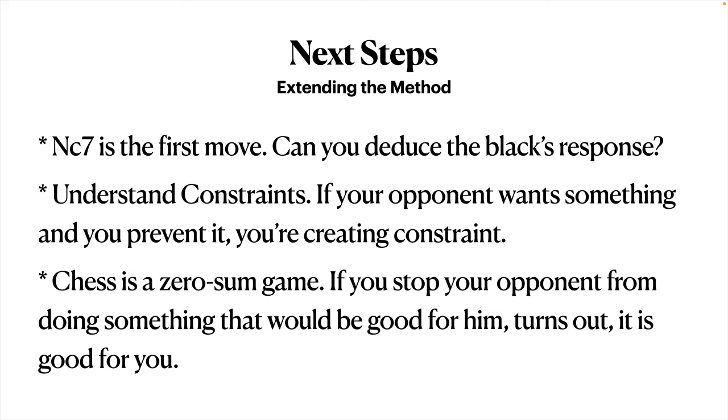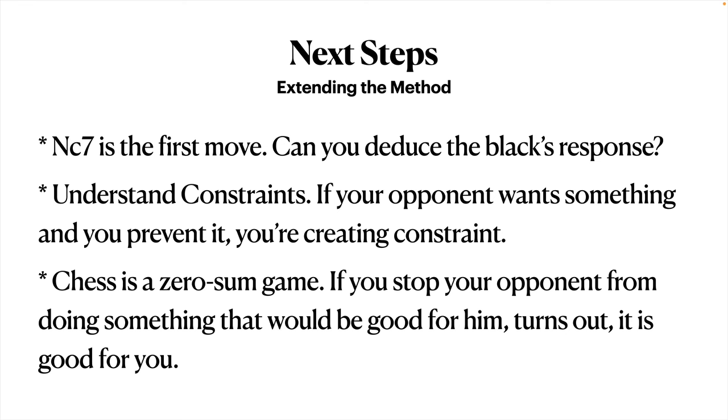Can you deduce black's response? Can you calculate the same way we calculated that the first move has to be knight c7? Can you calculate what would be black's response here? I want you to understand constraints. If your opponent wants something and you prevent it, you're creating a constraint. That's the language of constraint. Constraint is basically restriction. It's like a boundary. It's like stopping something, stopping a degree of freedom.